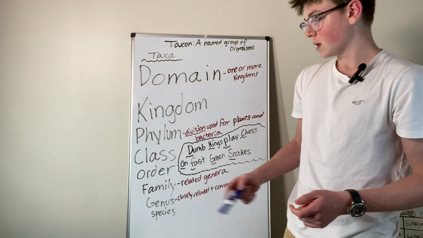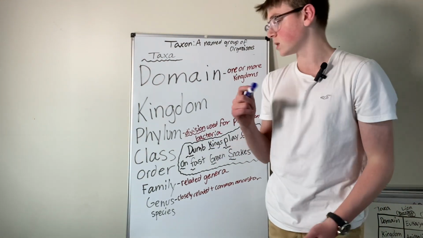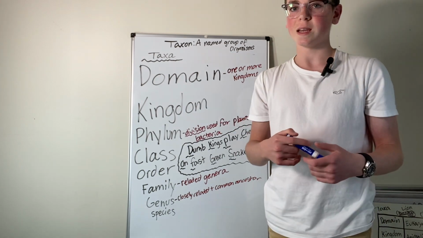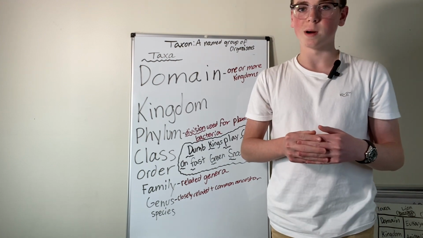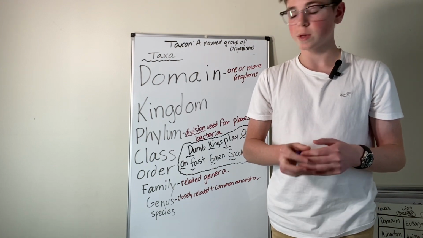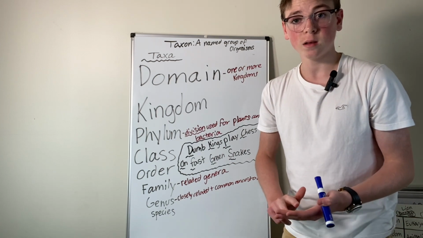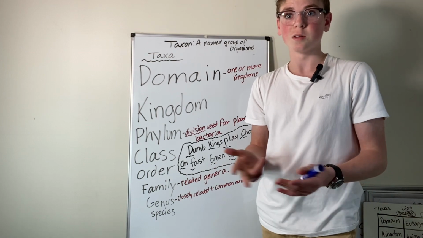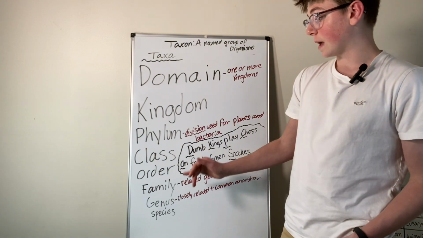Then an order is related families. Then a class is related orders. Then a phylum is related classes. A kingdom is related phylum. And a domain is one or more kingdoms. So we go species. Then genus, they're closely related. Family, we're all closely related. They're closely related things. So then we go up.